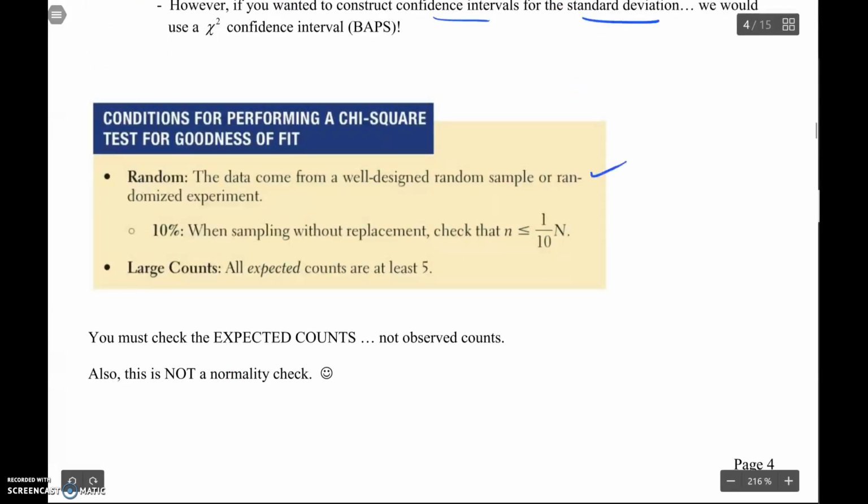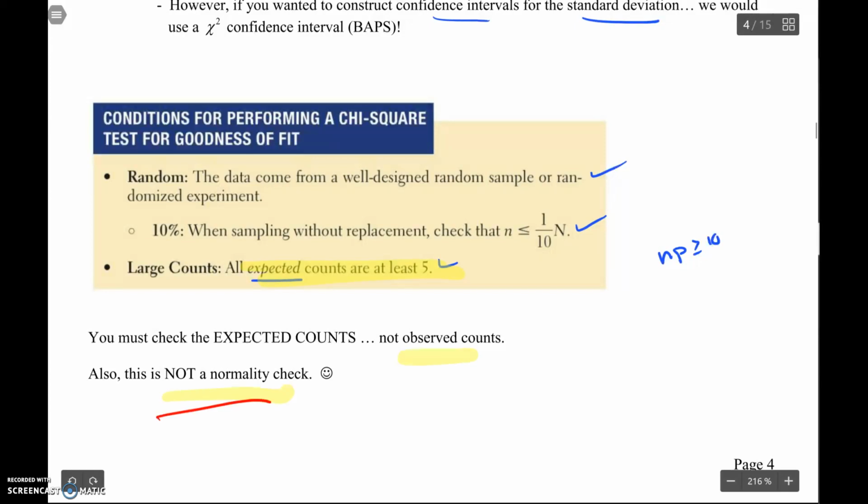Conditions: random. Got to have a good random sample. 10% condition, as long as you're not doing an experiment, check it. And large counts. This time, though, instead of saying n times p is greater than or equal to 10, all of our expected counts need to be at least 5. So it's a different check, kind of the same. We're still checking the counts, but expected counts bigger than 5. The observed counts can be anything. Don't look at the observed counts when you're doing that check. Okay? This is not a normality check.